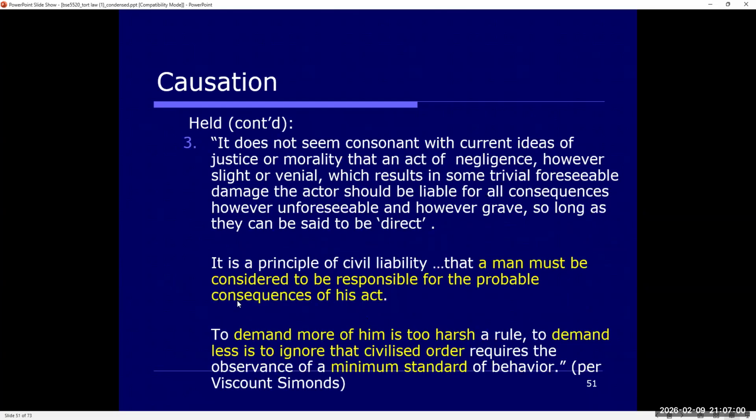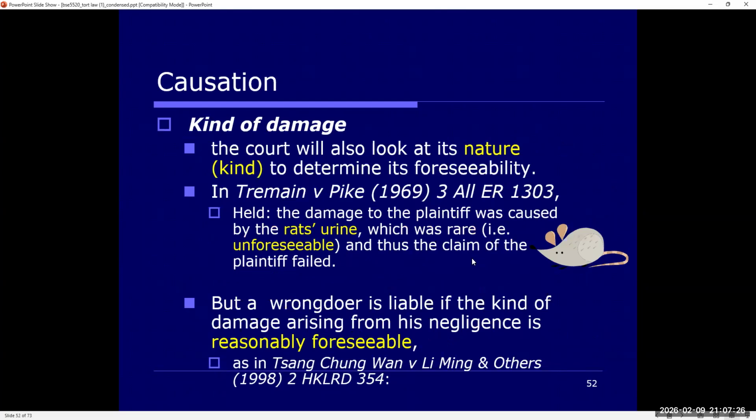So a man must be considered to be responsible for the probable consequences of his act. To demand more of him is too harsh, to demand less is to ignore that. So we have to be reasonable, right? That means not too remote, but if it is close enough, then it should be foreseeable. So that illustrates the number 4 principle that I mentioned, referring to slide page 6, right?